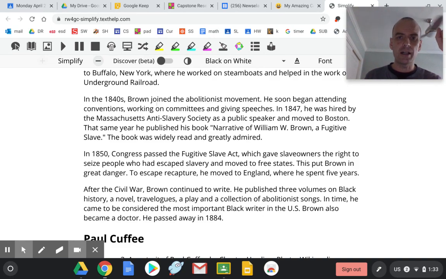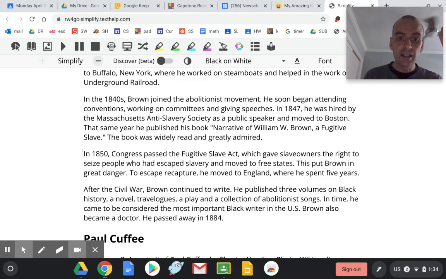In the 1840s, Brown joined the abolitionist movement. He soon began attending conventions, working on committees, and giving speeches. In 1847, he was hired by the Massachusetts Anti-Slavery Society as a public speaker and moved to Boston. That same year, he published his book, Narrative of William W. Brown, a Fugitive Slave. The book was widely read and greatly admired.